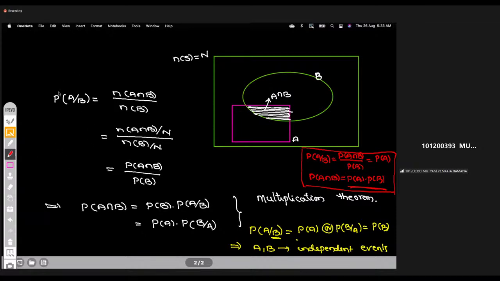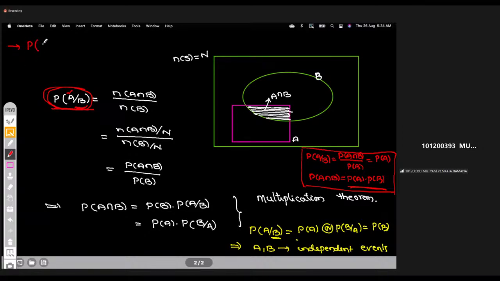See here, what is this one? A given B. You need to understand what this means. So the event B already occurred. What is the chance of occurrence of A?